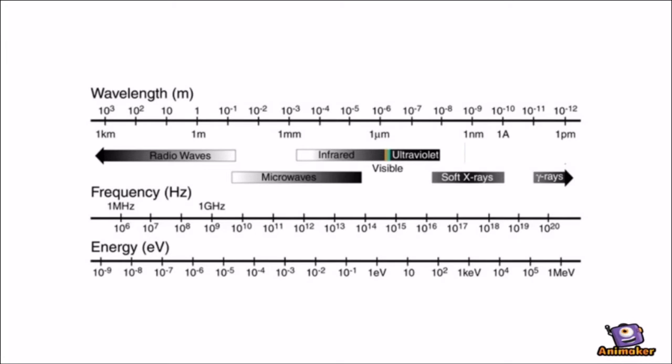Soft X-rays in the range of the EM spectrum are in between UV light and gamma rays. They have a comparatively high frequency of 10 to the power of 18 Hz. Hertz is equal to 1 cycle per second. They also have a wavelength of 10 nanometers.